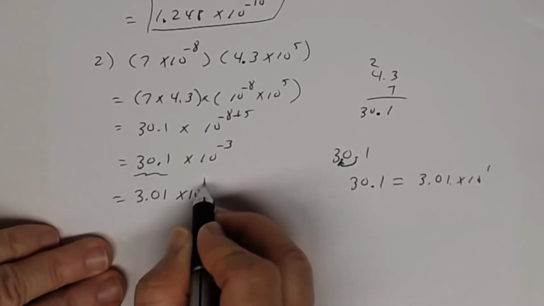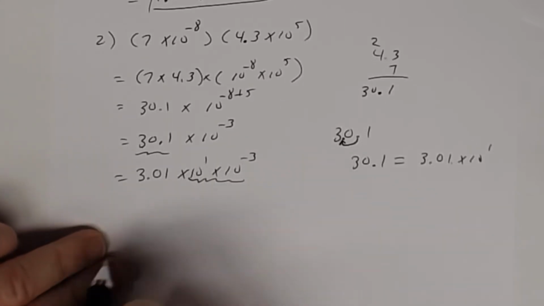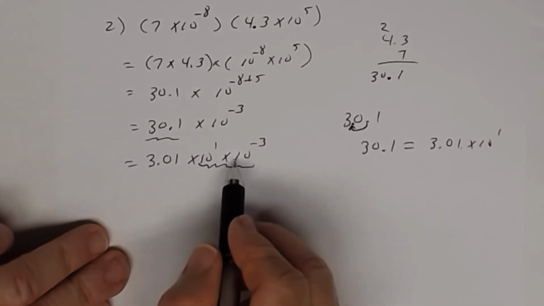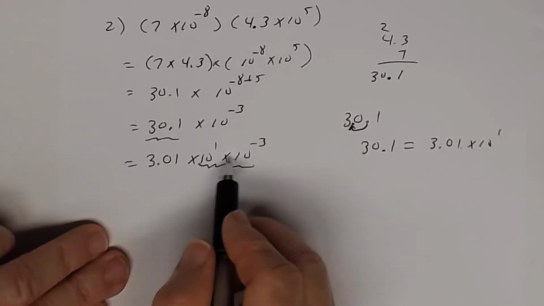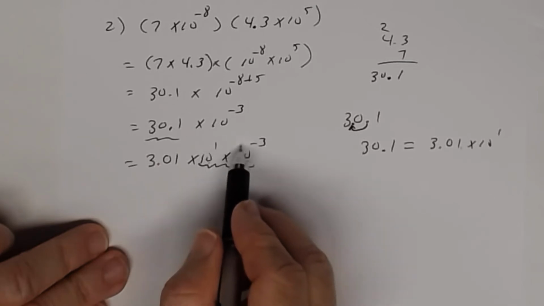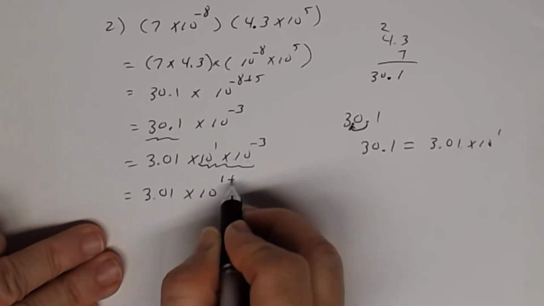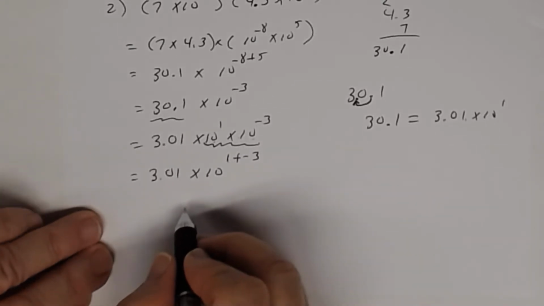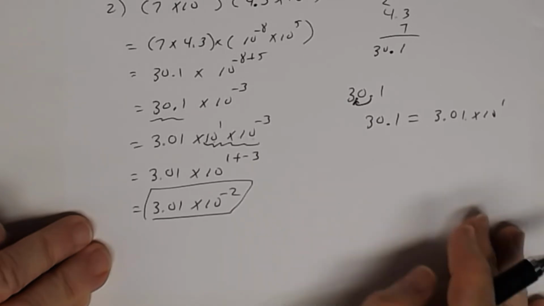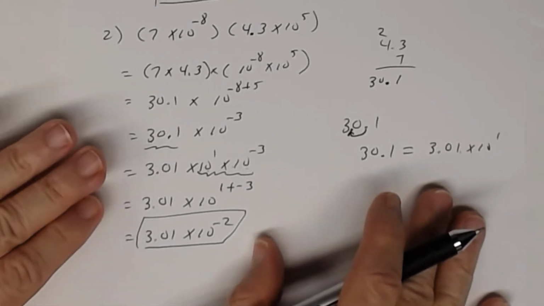So then this becomes 3.01 times 10 to the first times 10 to the negative 3rd. We have one more step: we simplify this little part. I'm multiplying powers of 10, so when you multiply like bases, you add exponents. The product rule: multiply like bases, add exponents. I get 3.01 times 10 to the first plus a negative 3. 1 plus a negative 3 is a negative 2. So I get 3.01 times 10 to the negative second power, and that is your answer. So there's your work, and there's the answer.